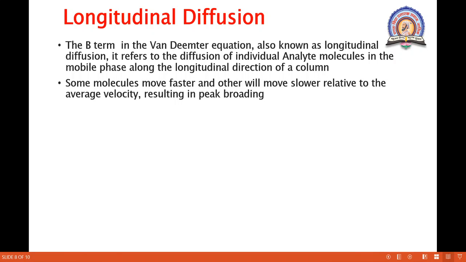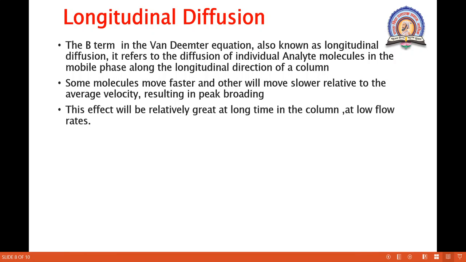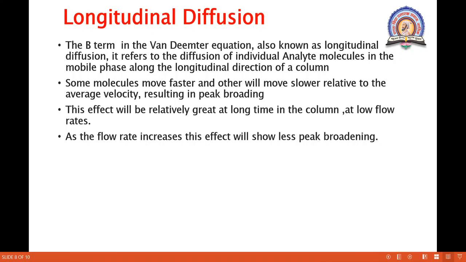Some molecules move faster and some move slower in the stationary phase. That's why we observe different elution rates, resulting in peak broadening. This effect will be relatively great at long times in the column at low flow rates. As the flow rate increases, this effect will show less peak broadening. As the flow rate increases, less broadening of the peak is observed.